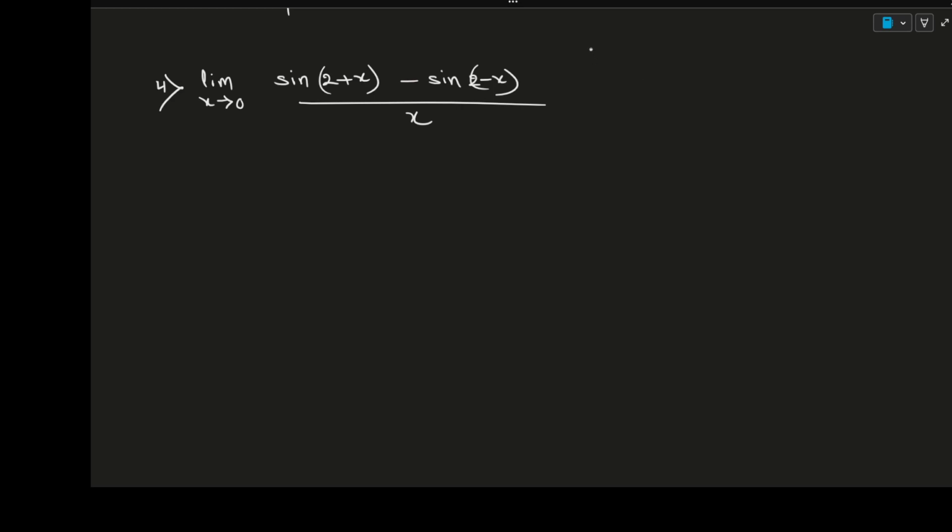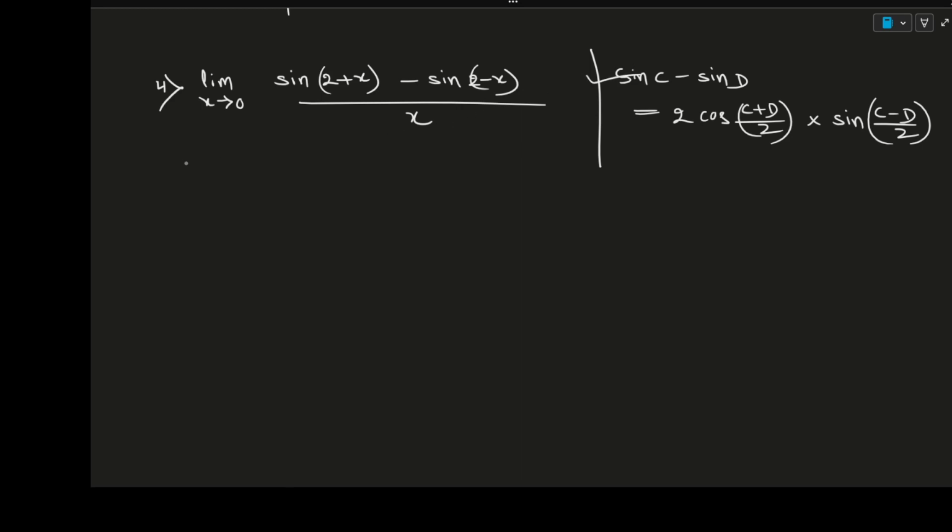So before solving this problem, I would like to write one formula, that is sin c minus sin d is equal to 2 into cos of (c plus d) by 2 into sin of (c minus d) by 2. So from the numerator I can clearly see that the expression matches this format. So I will apply the formula sin c minus sin d.